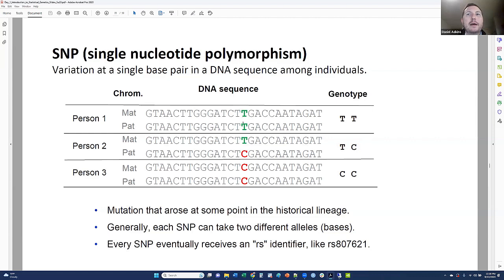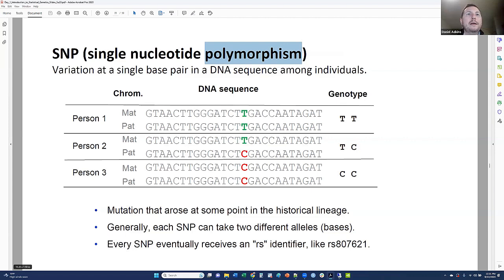So they have the thymine in both chromosomes. The second person here has a TC genotype, meaning they inherited a T from one parent and a C from another parent, and then this third person has the CC genotype here. So the fact that this is not uniform across individuals, that it varies across individuals, is what makes it polymorphic, right?